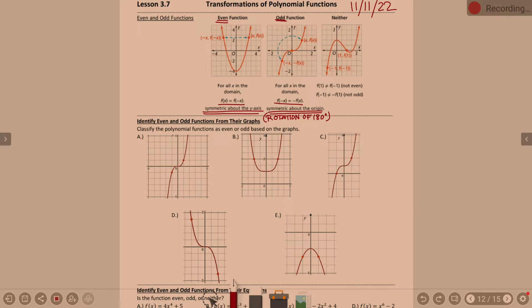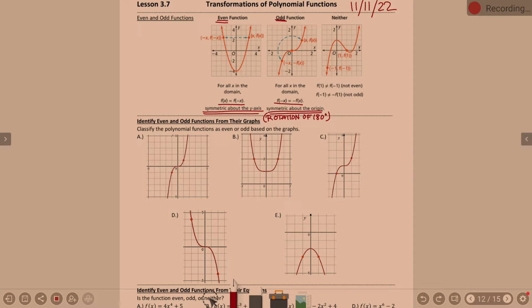The third option. A graph could be even, a graph could be odd, or you could fit into neither of those categories. So neither of those categories, it's not symmetric about the y, it's not symmetric about the origin. Here's an example. If this graph was placed differently, it could be symmetric about the origin, but it's not centered at the origin. And so it's not symmetric about the y, it's not symmetric about the origin, it's neither. Okay? So we're going to look at some examples of both types.